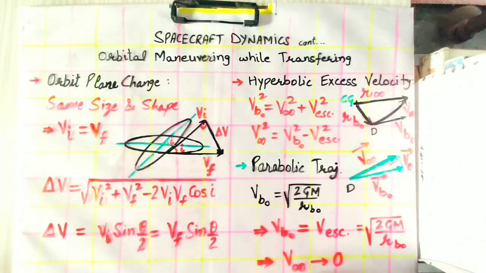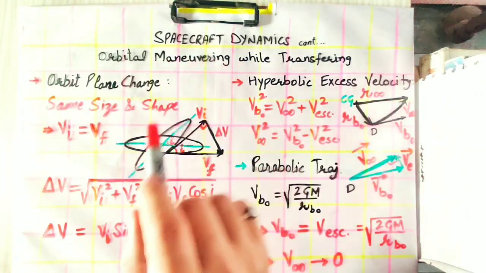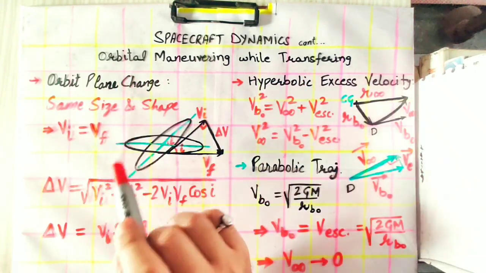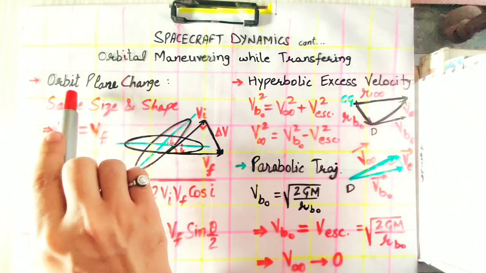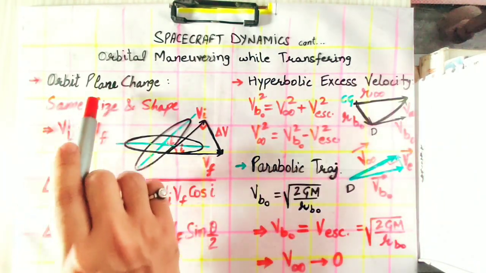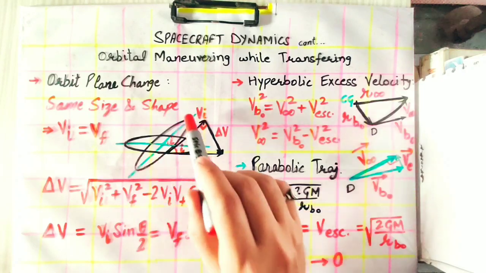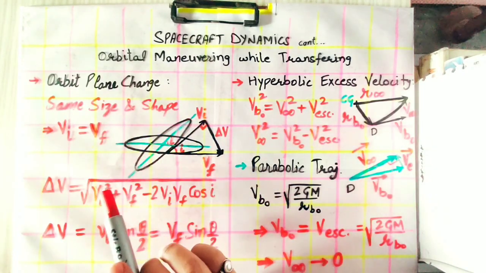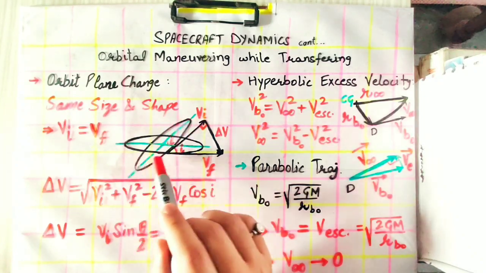So let's complete it. In spacecraft dynamics earlier we have studied two orbital maneuvers, the Hohmann transfer and one tangent burn, and lastly we have these two maneuvers, that is orbital plane change and hyperbolic excess velocity. So first we will see orbit plane change. In this, let's say a satellite is revolving in this orbit which is inclined at an angle I from this horizontal orbit. And the horizontal orbit and this inclined orbit are of the same size.